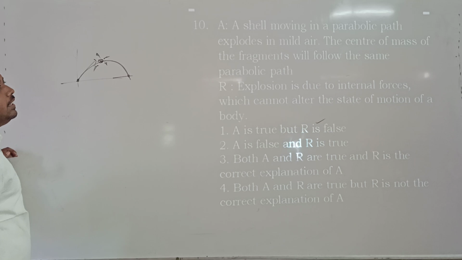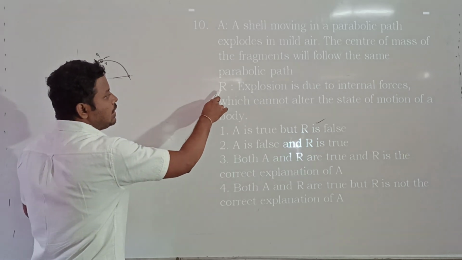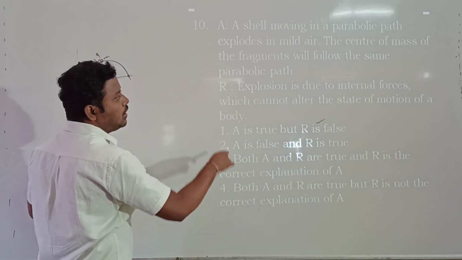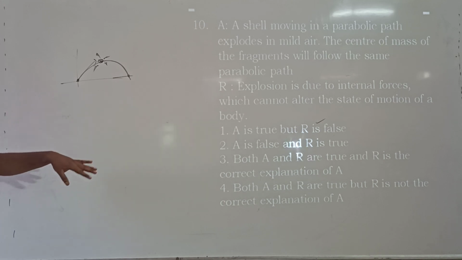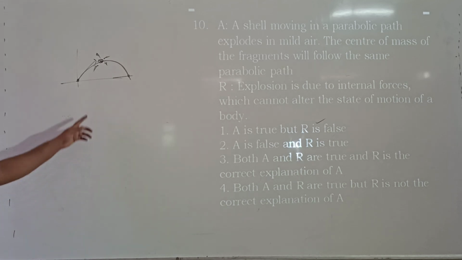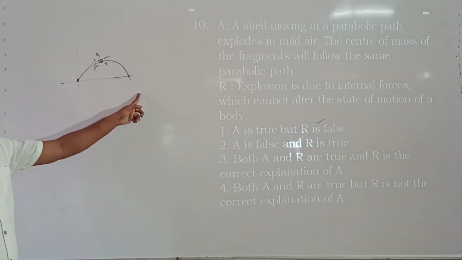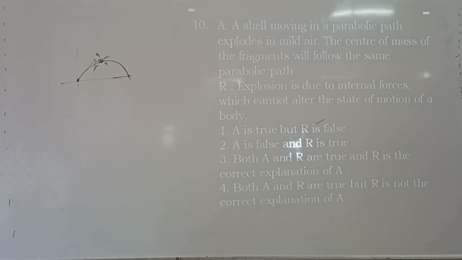Both statement A, the assertion, and the reason are correct. And the reason is the correct explanation for the assertion. The explosion happens only because of internal forces. Internal forces will not change the path of the center of mass. So the center of mass of this shell will follow a parabolic path. So the third option is correct.